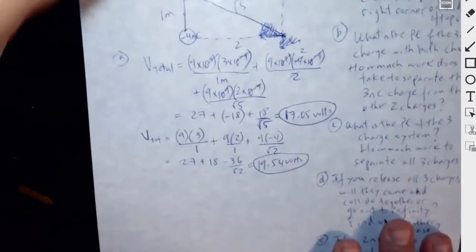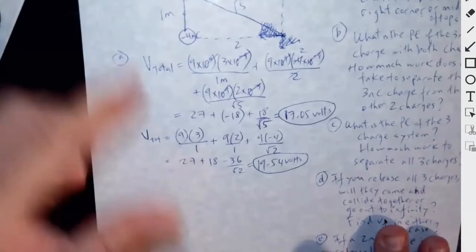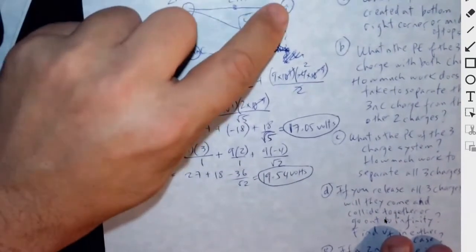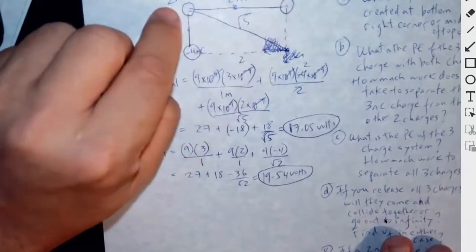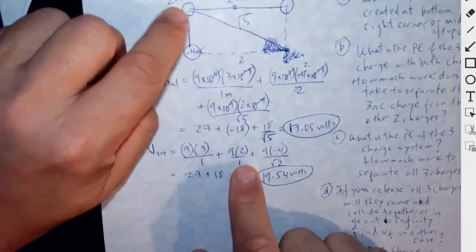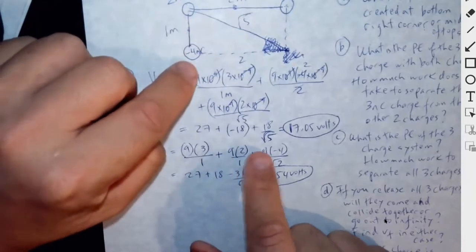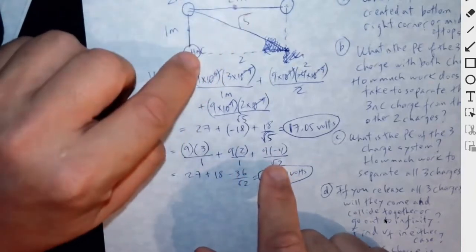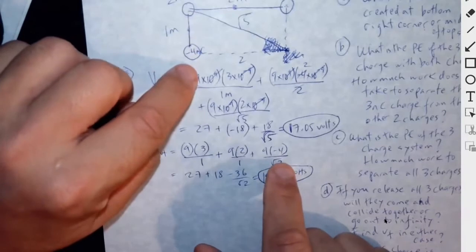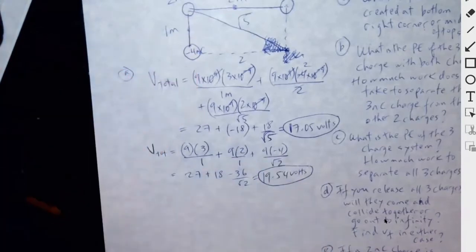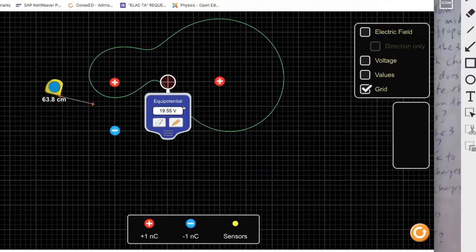So like that, 9 times 3 over 1, right? So this is 1 meter away. And then this is 9 times 2 over 1 meter away. And then 9 times -4. And then this distance is root 2. See, a lot easier than electric field. A lot easier, right? And then 19.54. So now if we do the tool again, ooh, everywhere there, the voltage is 19.54.